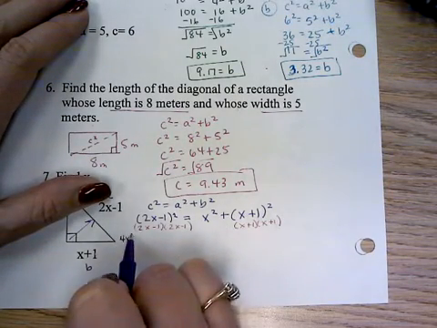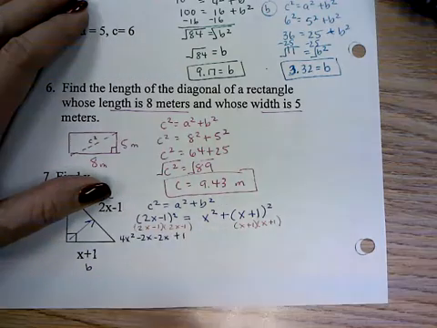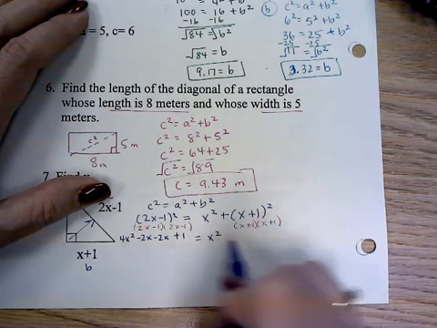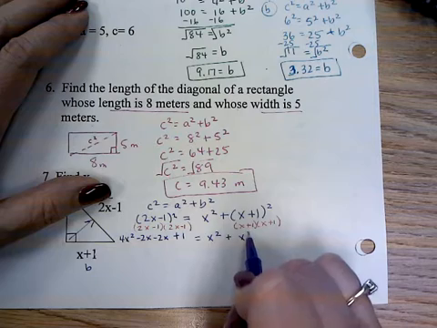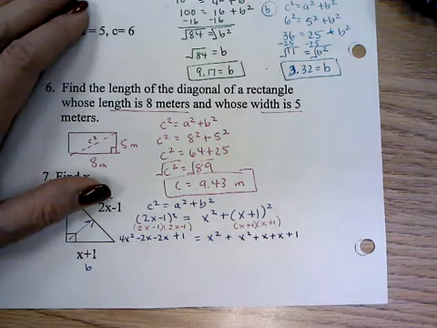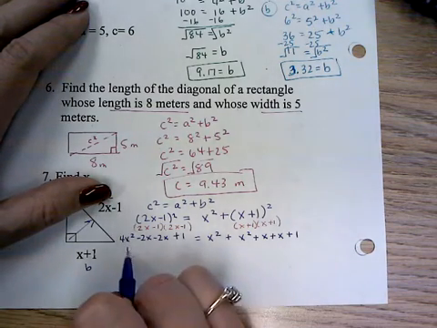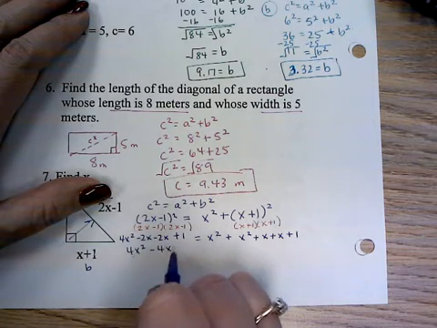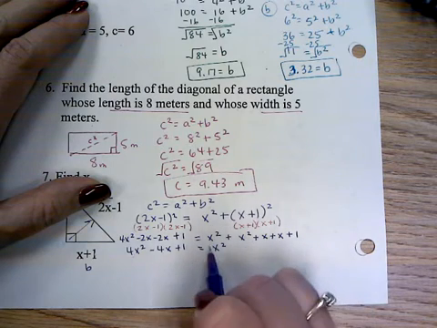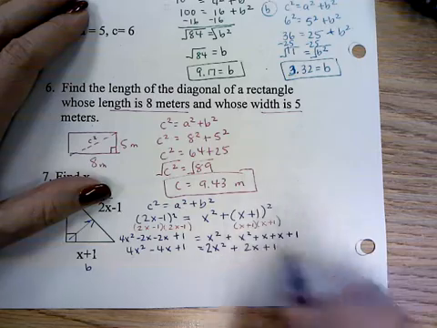So I get 4x squared minus 2x minus 2x plus 1. I remember FOIL: first, outer, inner, last. I'm going to FOIL again. X squared, x, x, and 1. Now, because I'm a good math student, I'm going to clean this mess up. So, 4x squared minus 4x plus 1. And x squared plus x squared is going to be 2x squared plus 2x plus 1.